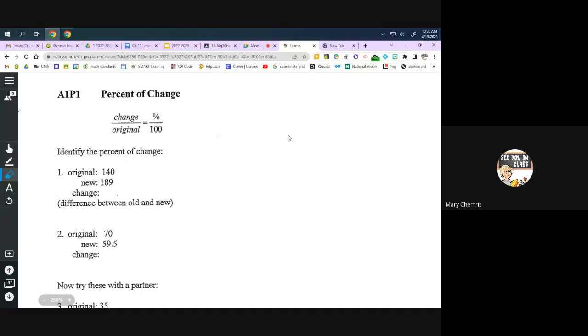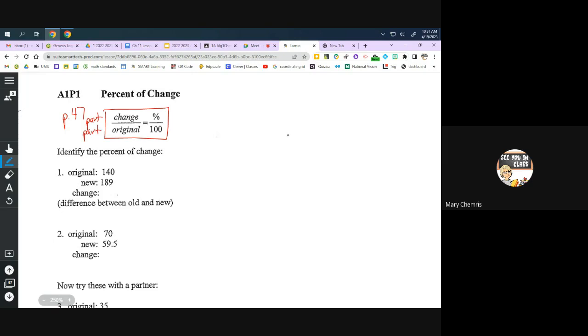Okay, so we're going to be going over percent of change, which is page 47 in your packet. So open up to page 47, and we're going to go over percent of change. Now, percent of change is change over original equals percent over 100. It's a part-to-part ratio that we have been working on.